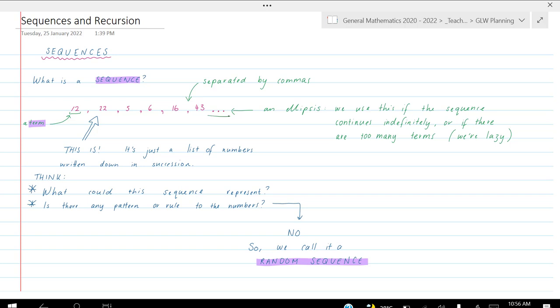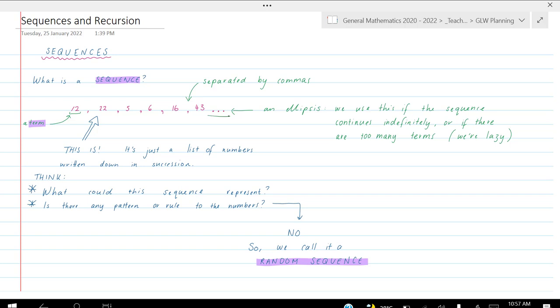Let's have a think. What could this sequence represent? Well, it could really represent anything. It might be the ages of people on a bus. It could be anything that fits contextually those numbers. Is there any pattern or rule to the numbers? Well, let's have a look. 12, 22, 5, 6. I certainly can't see a pattern there. They look fairly random to me. So no, I don't think there's a pattern there.